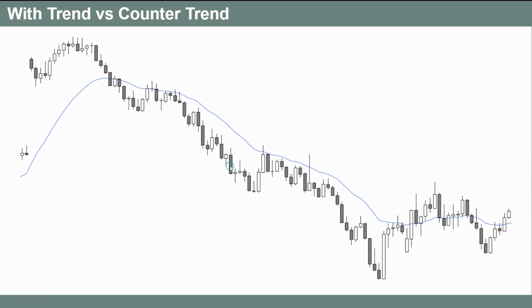Here's a bear trend. The with trend trades are all bearish. It's bear flags. You could take this short, you could take this short. You could short any bar, and within 10 to 15 minutes you'd be in profits. That's not the case every day, but with this bear trend it is.